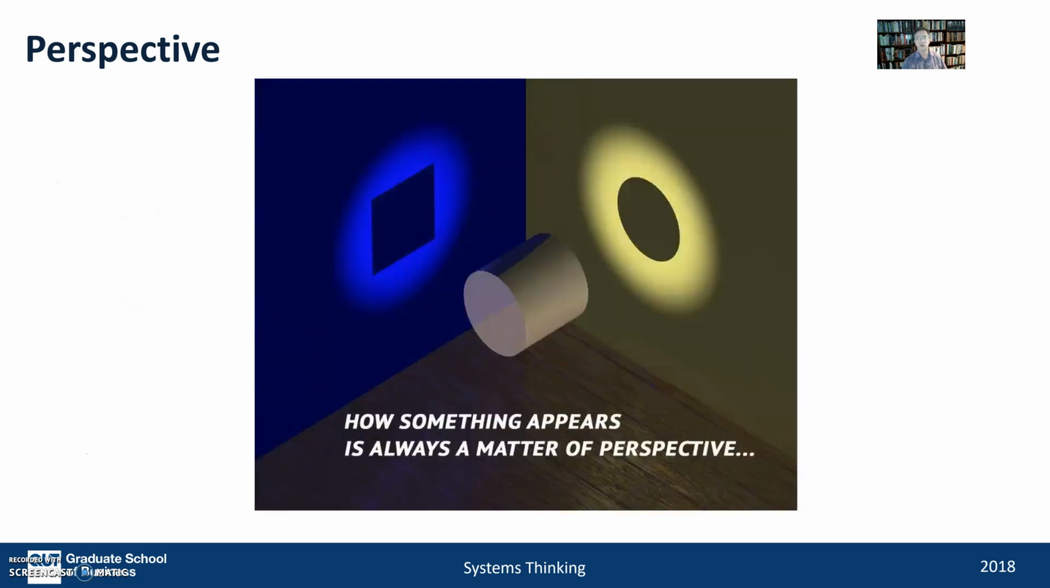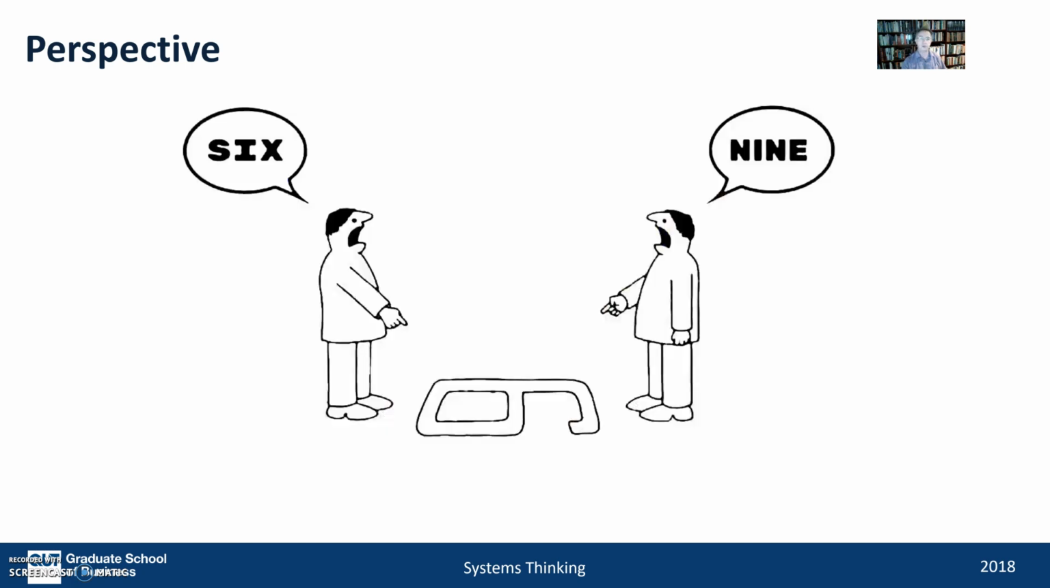For example, we've got visual examples of perspective. We have other visual examples where two people can look at the same thing from a different perspective and they see a fundamentally different thing.